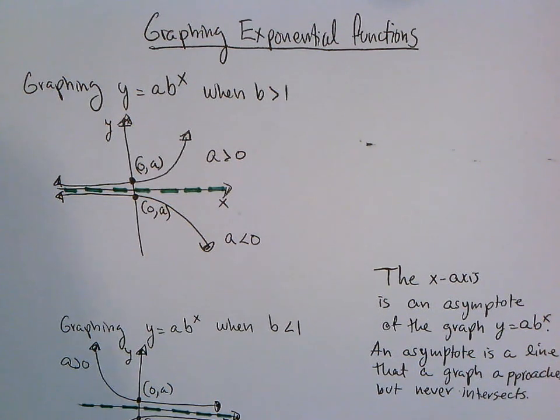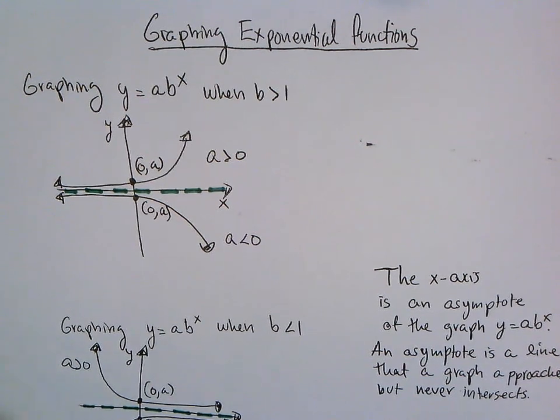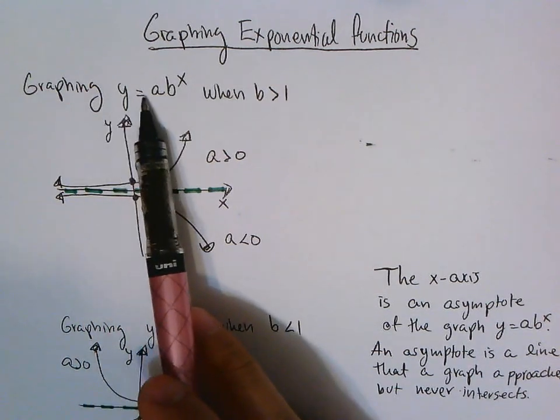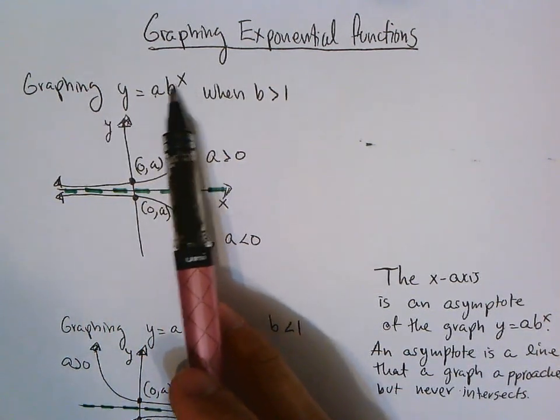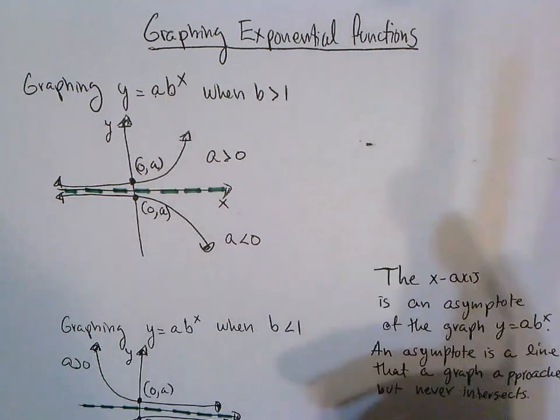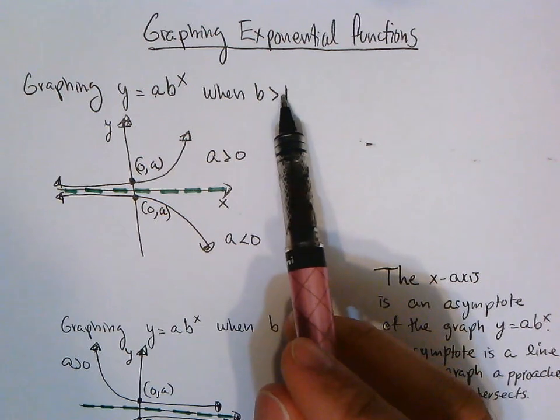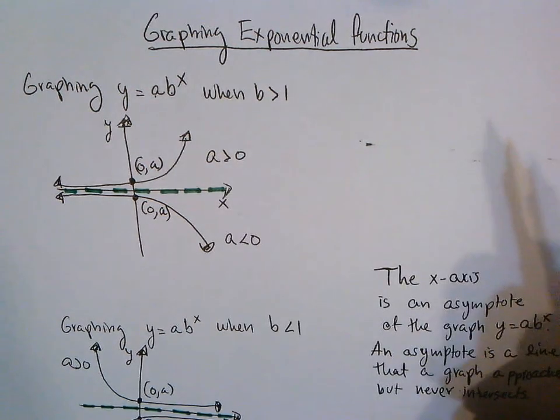Okay, so going back to the lesson. There are a few different situations that we can have when we're graphing an exponential function. And the first one is right here. If I'm trying to graph y equals a times b to the power of x, where a and b could be any number, but specifically b is greater than 1, I can have these two situations.